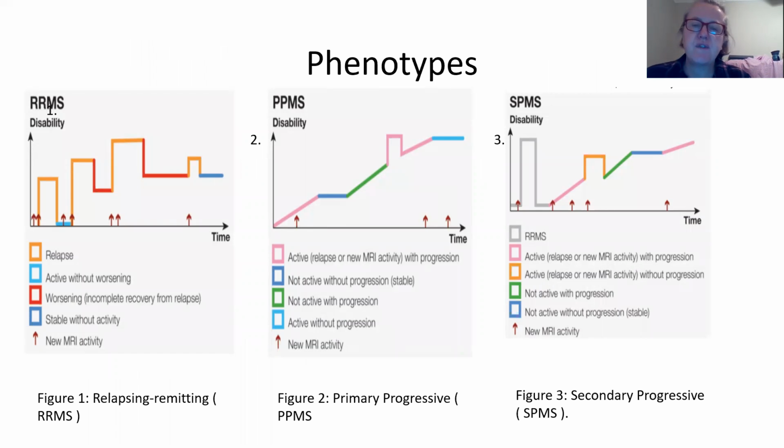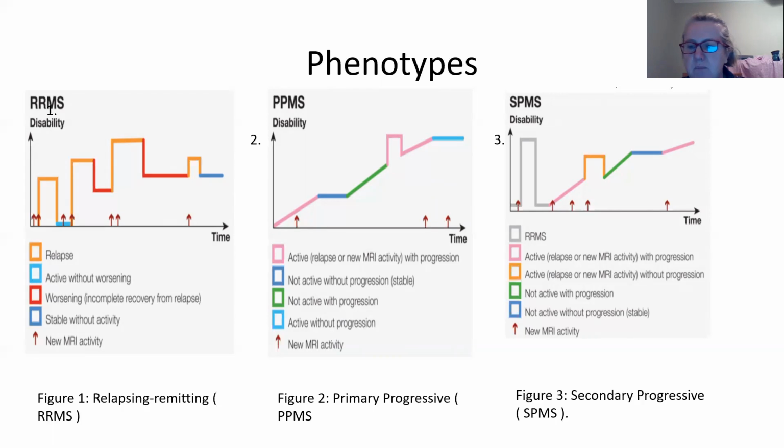Here we have the phenotypes listed for MS. Because it's a disease disseminated in space and time with various presentations and various areas affected, it is classified into 3 areas of severity. So the first one is the relapsing remitting, which is the RRMS. The second one is the primary progressive, which is the PPMS. And the third one is the secondary progressive, or the SPMS.